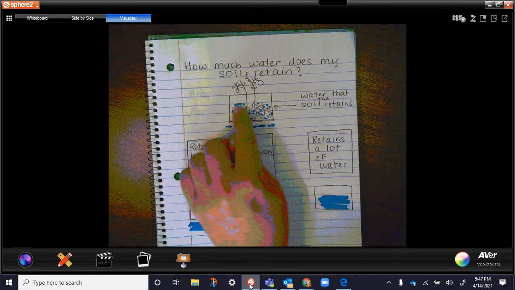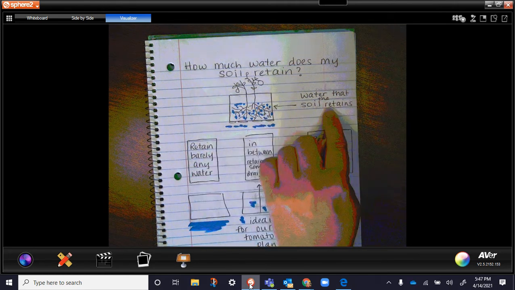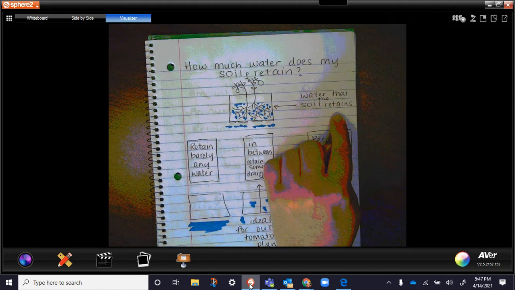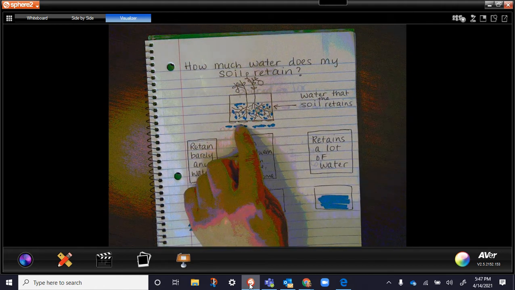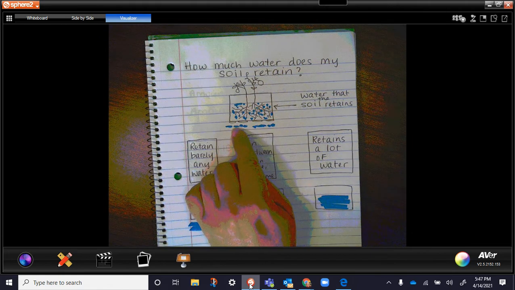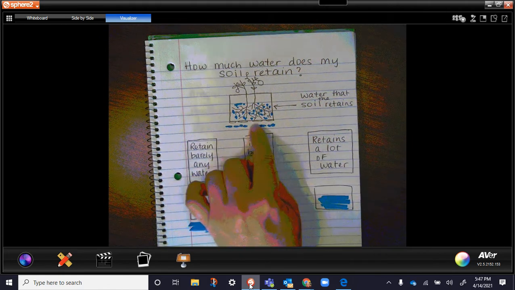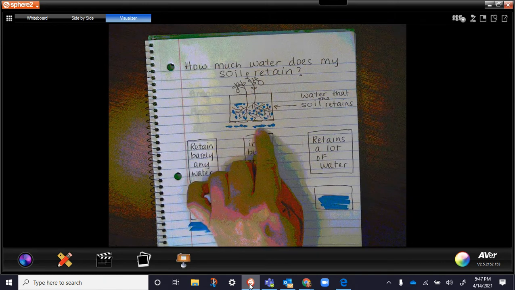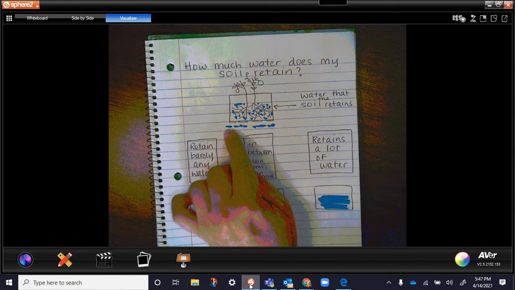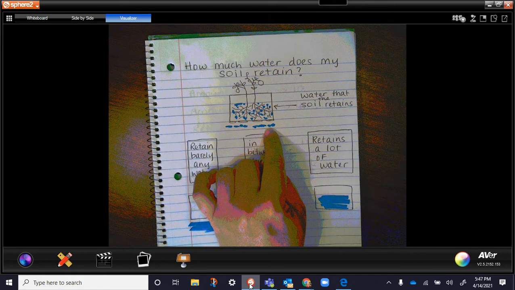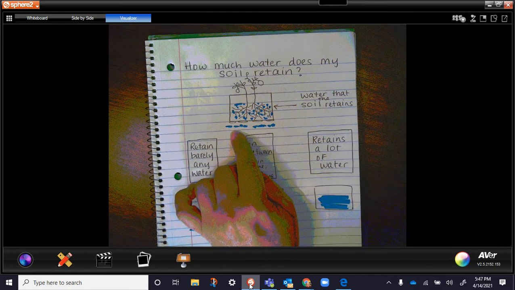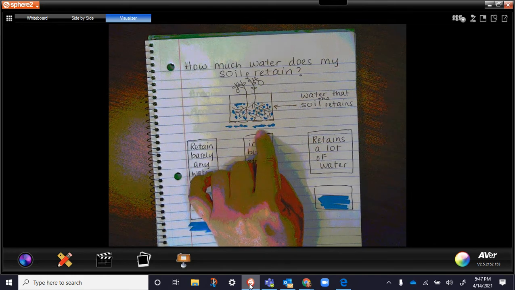Some of the water will stay with the soil. That's the water that the soil retains. And usually in pots, if you have a potted plant, they'll have holes on the bottom, and some of the water will drain through at the bottom and come out. So this water down here is not staying with the soil.